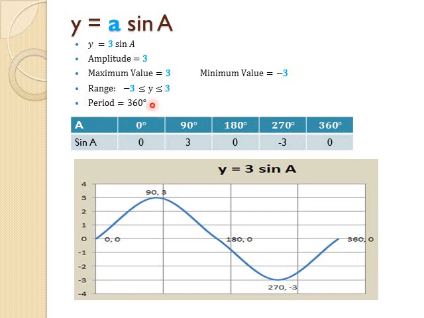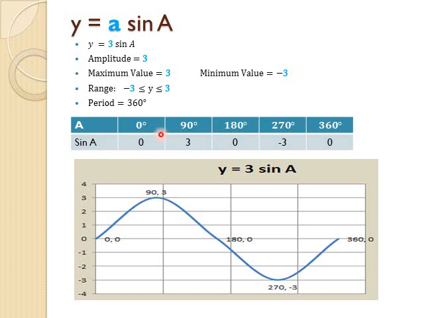Again, period is 360, so if A is given there, angle A, 360 degrees. To plot it, we're going to use again my interval spacing, 360 divided by 4 gives me 90, so 0 plus 90, 90 plus 90, 180, 180 plus 90, 270, 270 plus 90, 360.